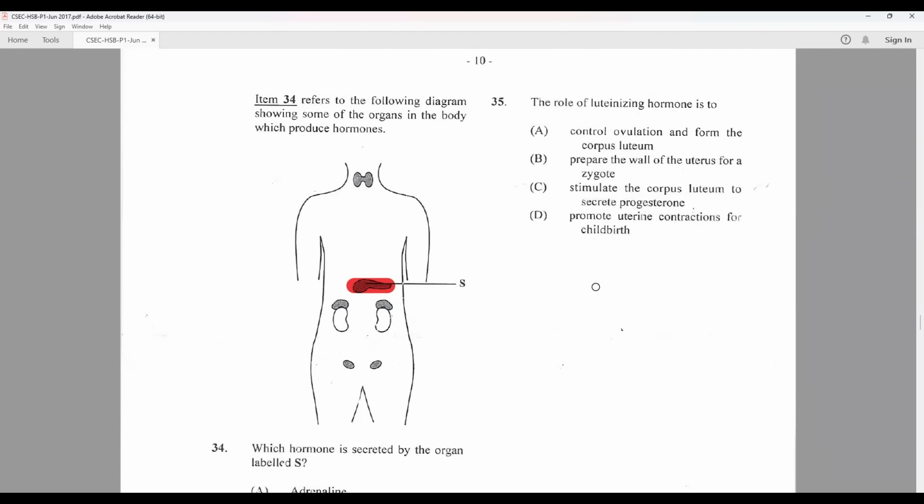Let's look at question 35. The role of luteinizing hormone is to do what? Control ovulation and form the corpus luteum. Prepare the wall of the uterus for the zygote, stimulate the corpus luteum to secrete progesterone, promote uterine contractions for childbirth. The hormone that does childbirth contractions or labor is oxytocin. So we know that these are all incorrect except A.